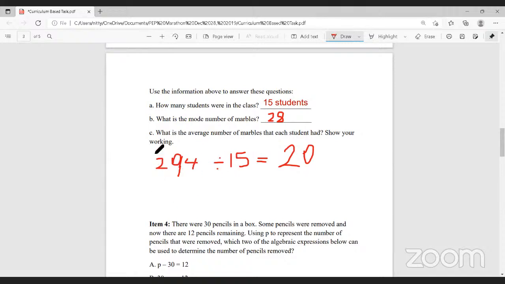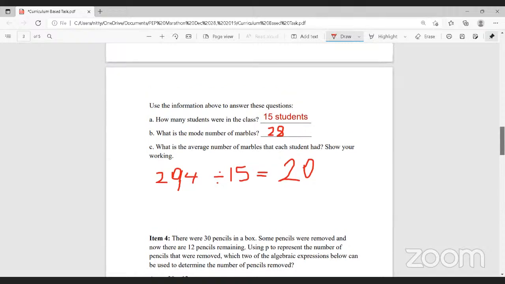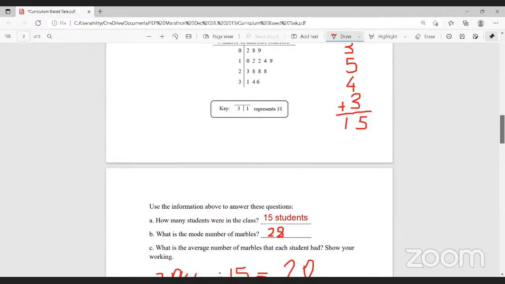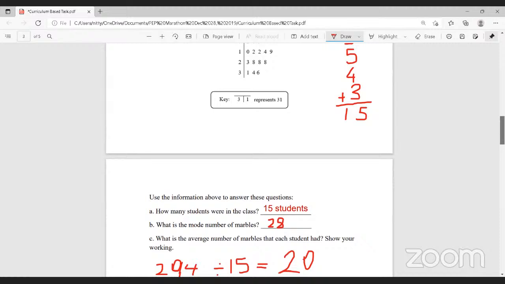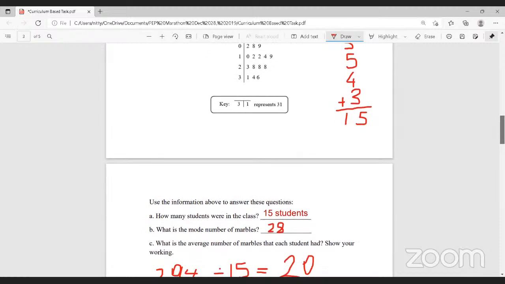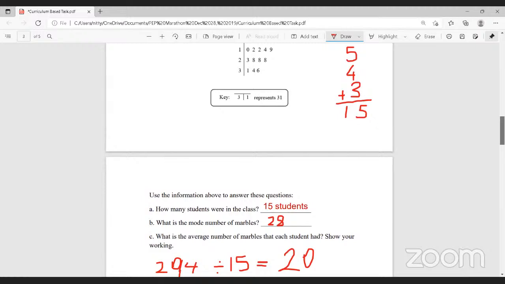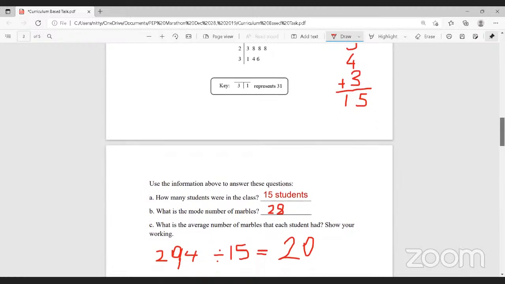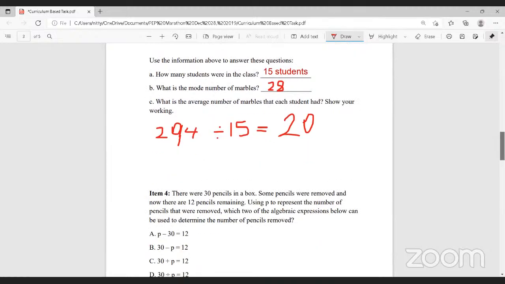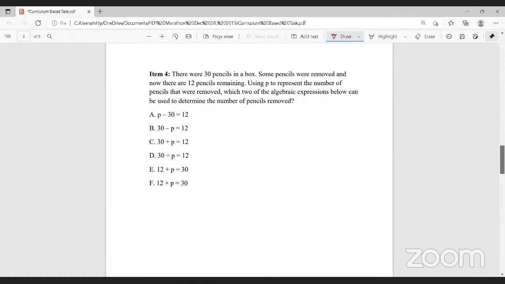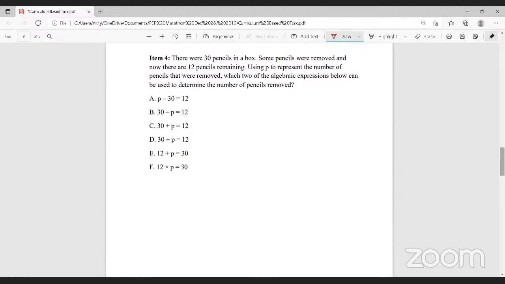In your workout, you need to be showing where you added 2 plus 8 plus 9 plus 10 plus 12 plus 12 plus 14 plus 19 plus 23 plus 28 plus 28 plus 28 plus 31 plus 34 plus 36 to get your 294. And then you divide by your 15 to get your 19 and remainder, which you're going to round up to 20. All right. Very good work so far. Let's see how much more we can complete today.